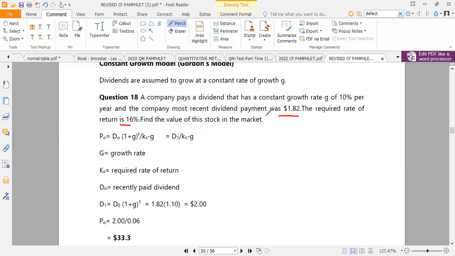So since we have D0, which was the recent paid dividend, we're going to use D0, 1 plus growth to the power 1 to give us D1. So our D1 is $2. Then down there, we're going to subtract K minus G. Our K is 16%, our growth rate is at 10%. So 16 minus 10 is 6%. So divide 2 over 6%, which gives you 33.3. This is ideally what I was explaining using Gordon's model.